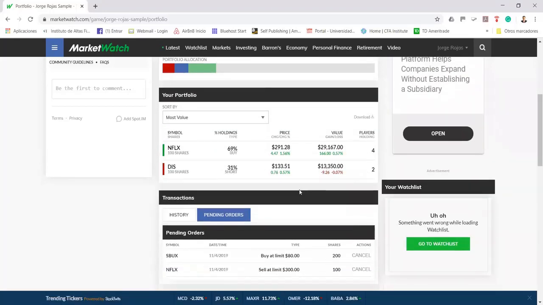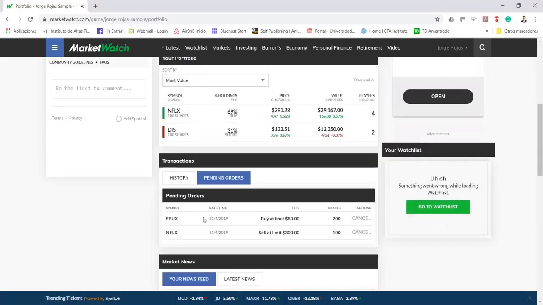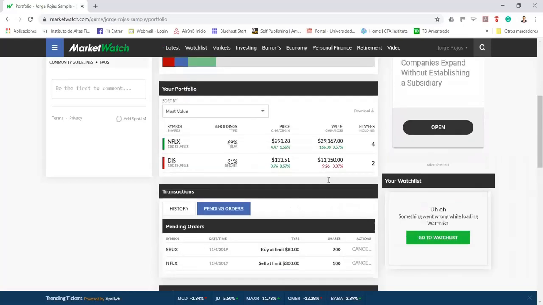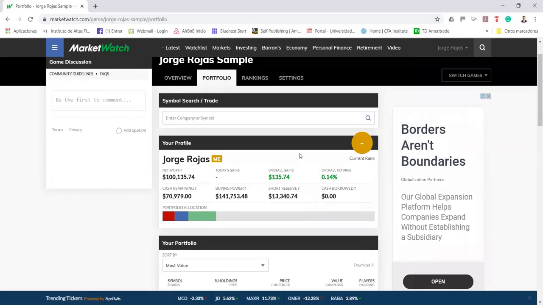So in this short tutorial, we have learned how to sell a short stock, in this case Disney, how to buy a share that we did for Netflix. We saw how to place stop and limit orders right here. And that's basically it. That's basically the basic transactions on the MarketWatch Simulator.